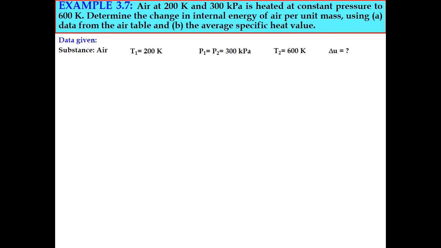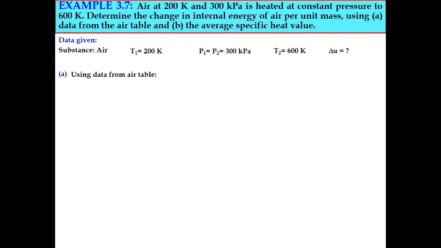So in terms of data given, the substance is air. Temperature given T1 equal to 200 Kelvin, P1 equal to P2, because the question mentions constant pressure equal to 300 kilopascal. T2 is equal to 600 Kelvin, and now we need to determine the internal energy change, delta U, per unit mass. So the unit will be kilojoule per kg.